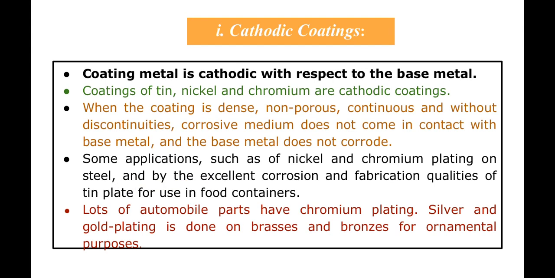So first is the cathodic coating. In such a case, the coating metal is cathodic with respect to the base metal, and coatings of tin, nickel, and chromium are the cathodic coatings, as these are higher than steel in the galvanic series for most service conditions. And these coatings provide a physical barrier between the metal and the environment. When the coating is dense, non-porous, continuous, and without discontinuities, the corrosion medium does not come in contact with the base metal, and the base metal does not corrode.